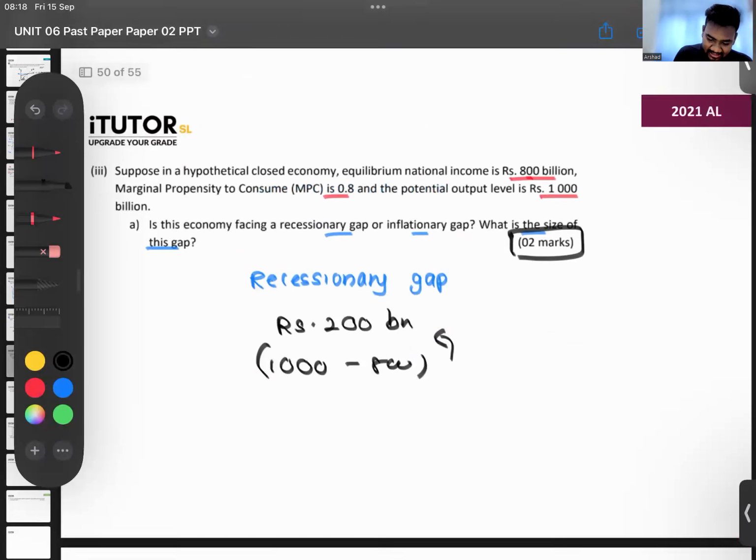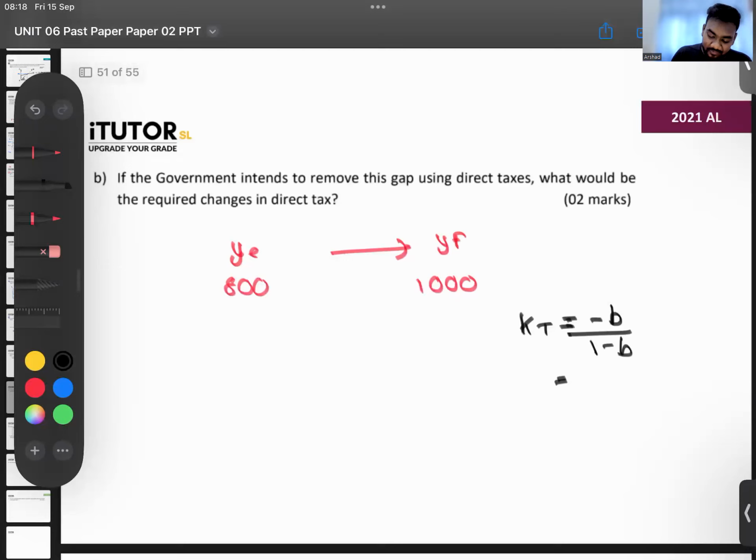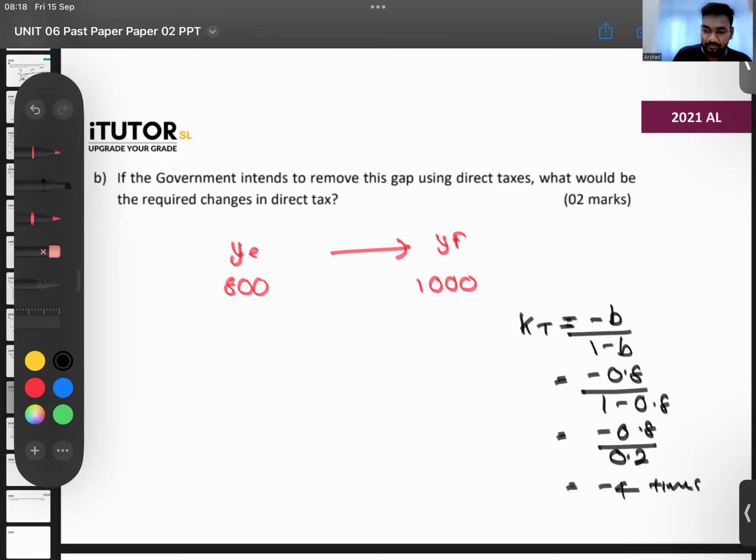How much is the tax multiplier? MPC they have said is 0.8. Now with MPC 0.8, automatically you should know the tax multiplier is minus 4. We'll calculate: minus 0.8 divided by 1 minus 0.8, so that is minus 0.8 divided by 0.2. You get minus 4. That is your tax multiplier. And you all remember this equation: KT equals change in national income divided by the change in taxes. So we need to find the change in tax. KT is minus 4, the tax multiplier we found in the previous step.